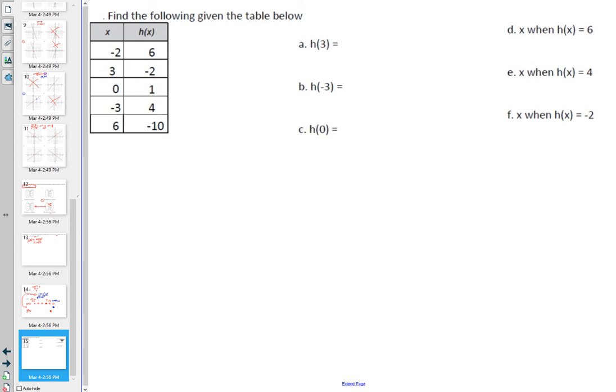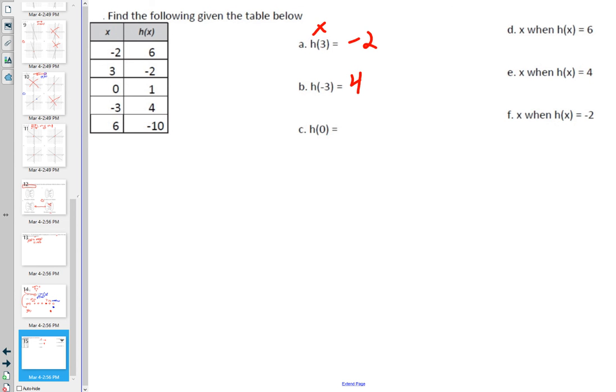And then the last one was the same thing, but at least now you have a table, so there really shouldn't be any work here. Just look at the table. Find the following given the table. H at 3 is a way of saying that x is 3. When x is 3, what is y? -2. H at -3, just look at the table. When x is -3. And this was missed the most.